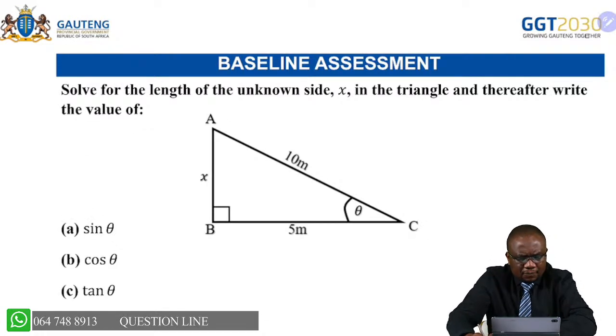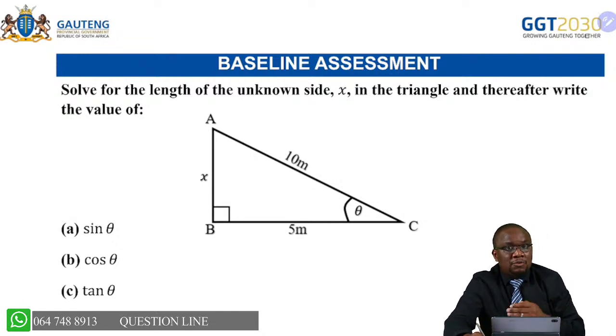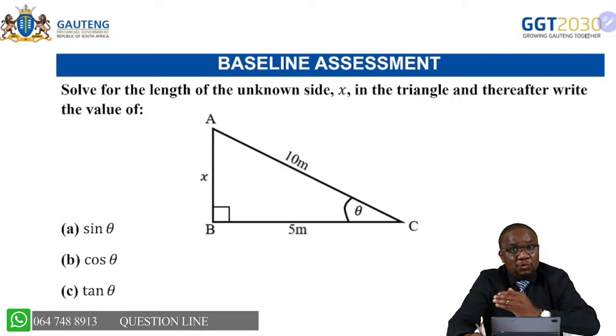Right. Now, remember we started with our baseline activity. We want to remind ourselves about what we learned in the previous lesson and also make sure that we remember these things so that we can use them in today's lesson. Solve for the length of the unknown side, x, in the triangle, and thereafter write the value of sine theta, cos theta, and tan theta. Let's do it this way. I'm going to give you 2 minutes to find the length of AB, which is x. Remember, triangle ABC is a right angle triangle. So let's find the length of side x. I'm going to give you 2 minutes, and then we do it together.